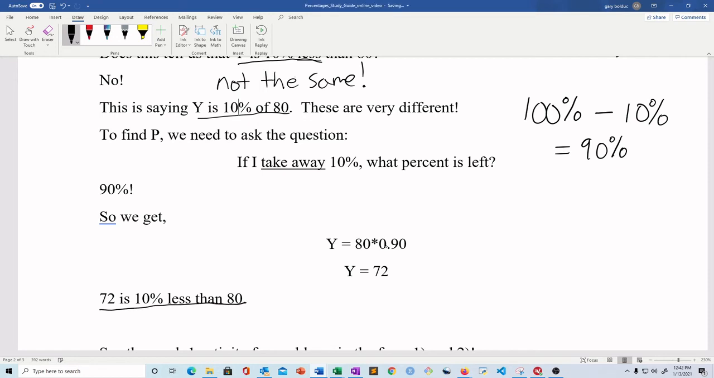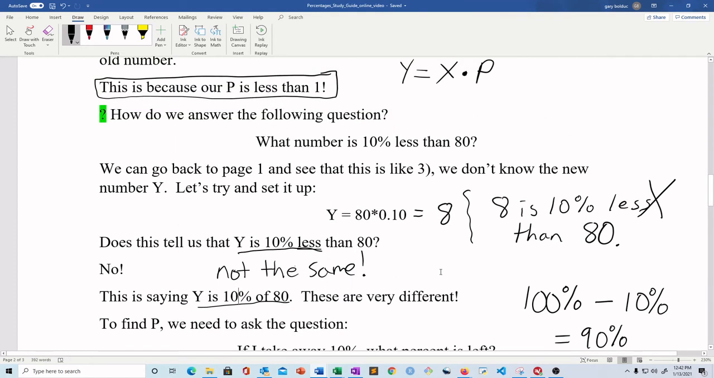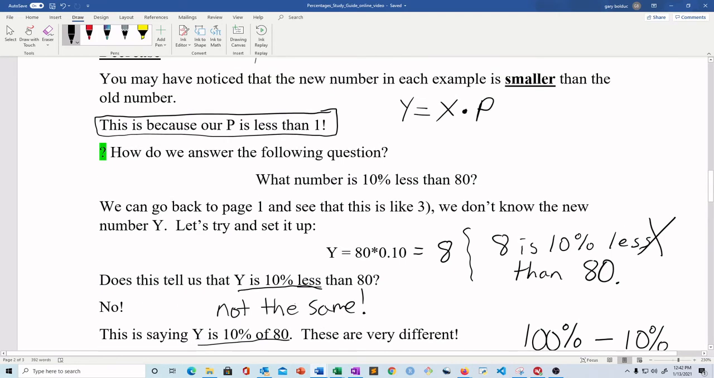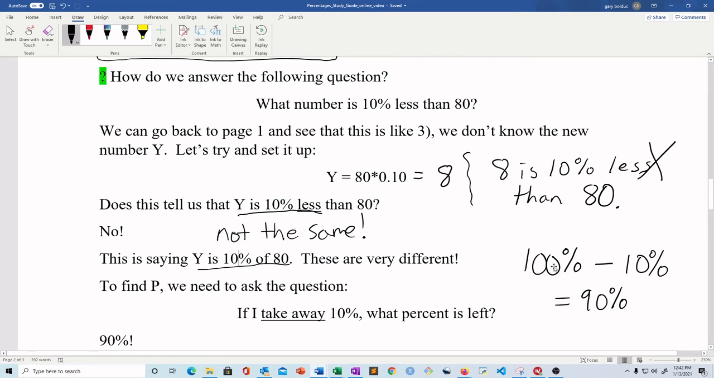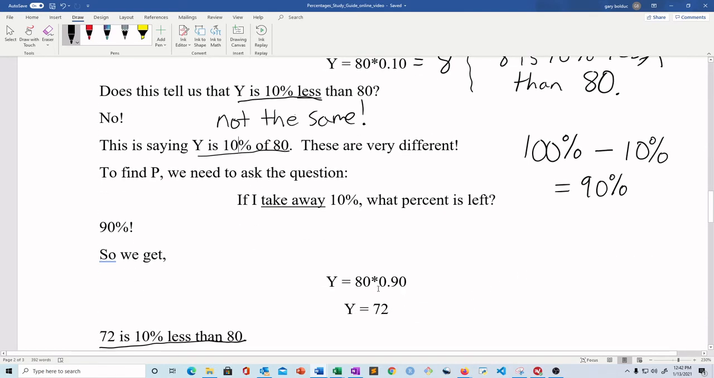So there you go. That's it. How do we solve these percent decrease problems? You take the percentage that I told you, this 10%, and you say, okay, how do I figure out how much is left? You can do it in your head or write it out: 100% minus the 10, 90% is left. That's what goes into my formula.